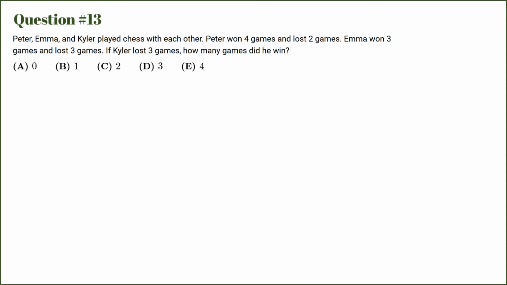Peter, Emma, and Kyler played chess with each other. Peter won 4 games and lost 2 games. Emma won 3 games and lost 3 games. If Kyler lost 3 games, how many games did he win? Okay, let's make a chart of wins and losses for each kid: Peter, Emma, and Kyler. Peter had 4 wins and 2 losses, Emma 3 wins and 3 losses, and Kyler 3 losses and let's say X wins.